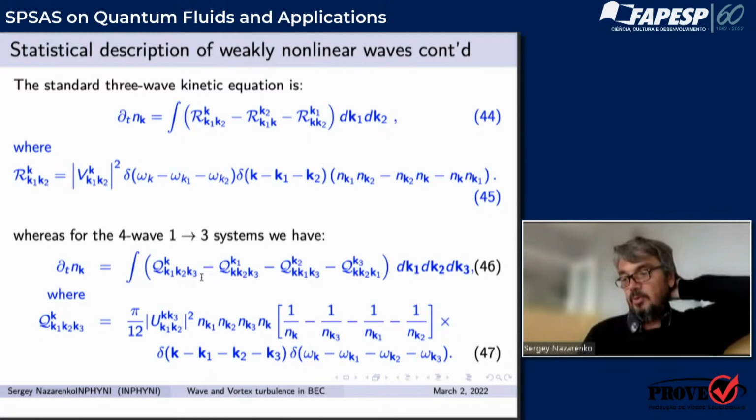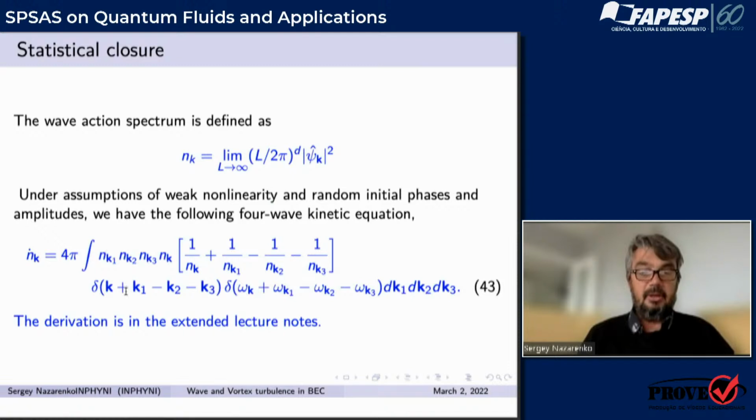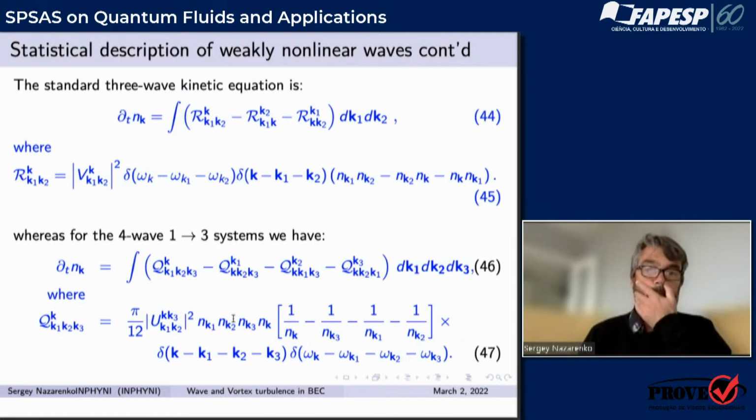Also the waves on quantized vortices, the Kelvin waves, the kinetic equation for them has the following structure. It's where one wave breaks into three waves and vice versa. So this is a 1-3 or 3-1 process. And therefore we have here four momenta and four energies, but you can see the sign of K1 is different than the one on the previous screen. You see? So you have 1-3 rather than 2-2.